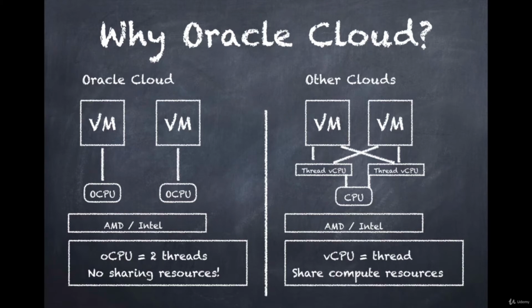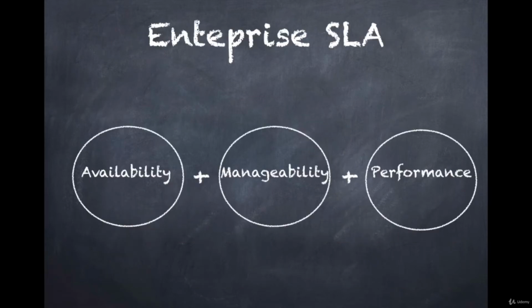So for example, if we go to another cloud provider, they have what we call a virtual CPU. It means that this core is going to be shared among other customers. If you want to have the guarantee that the performance is going to be constant in time because you have an enterprise application, then it's recommended to use the Oracle Cloud. With this hard partitioning and this performance that we can guarantee in the CPU, we can have an enterprise SLA.